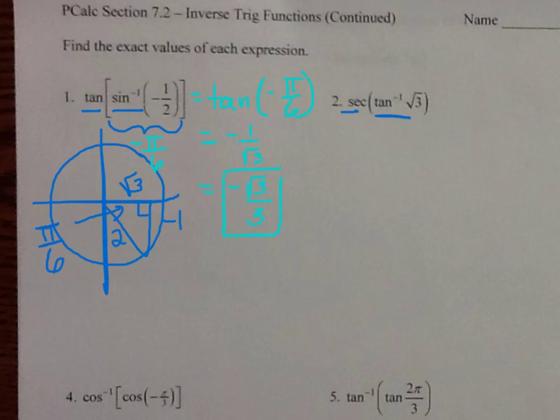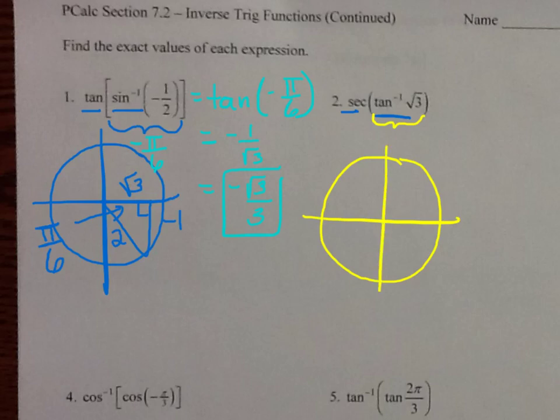So now let's look at number 2. Again, the inside first. Inverse tan of root 3. Tan can be in the first or fourth quadrant. Once again, it's a positive tangent, so it's going to be here. Opposite, adjacent, hypotenuse. So another 30, 60, 90. The one across from the 60, this reference angle, is going to be 60 degrees, pi over 3. We're going to answer it in radians. So if I rewrite the question again, it would now be secant of pi over 3.